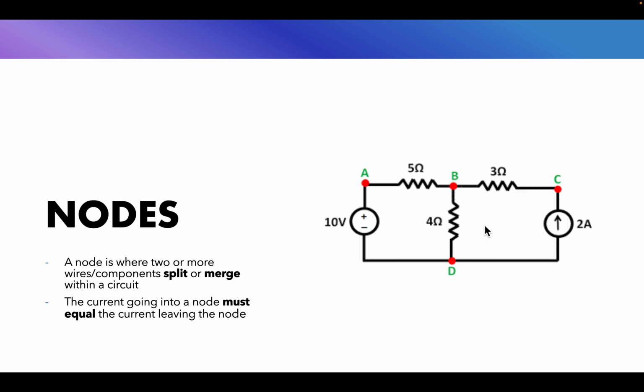As you can see on the diagram, points B and D are nodes, because as current enters B, it splits into BD and BC. And then the BC and BD currents reconvene at D and go back to the power source.